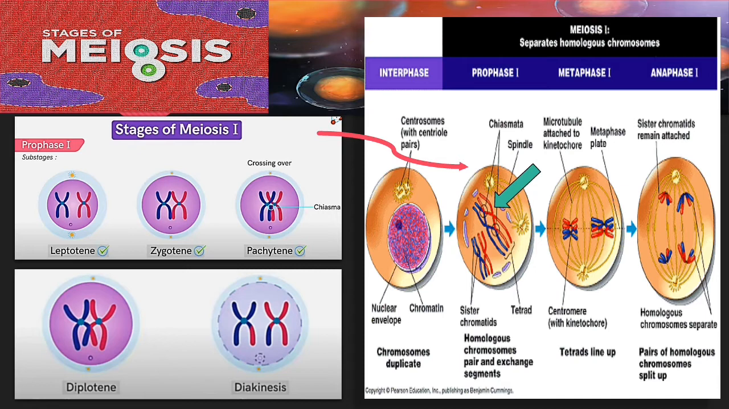Then next we have diplotene. The bivalent chromosomes repel each other, resulting in separation of the 2 homologous chromosomes. And in diakinesis, homologous chromosomes completely separate from each other and regain their individual identity.